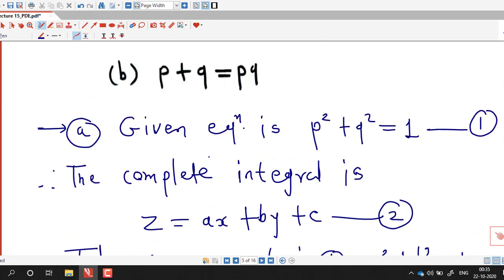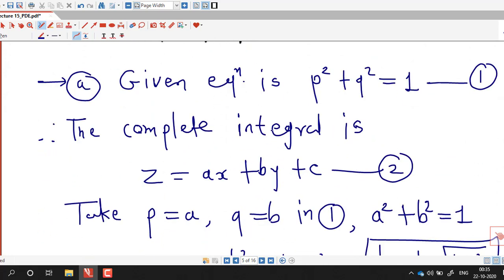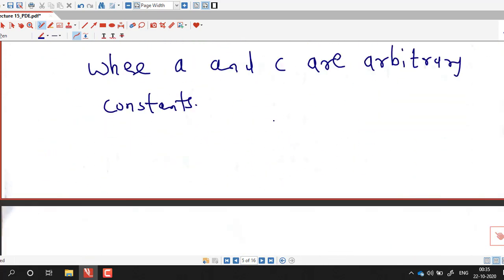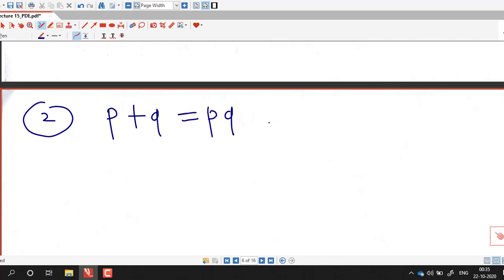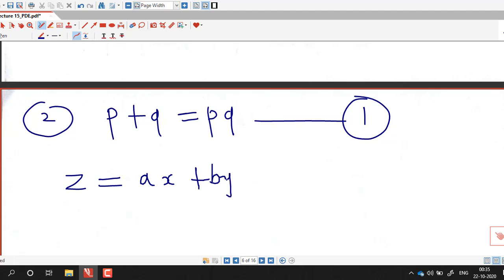So it is simple, you just have to identify whether it is in standard form 1 or not. Second equation is p plus q equal to pq. So you can see this is also in standard form. We give it number 1. So complete integral is given by z equal to a into x plus b into y plus c.